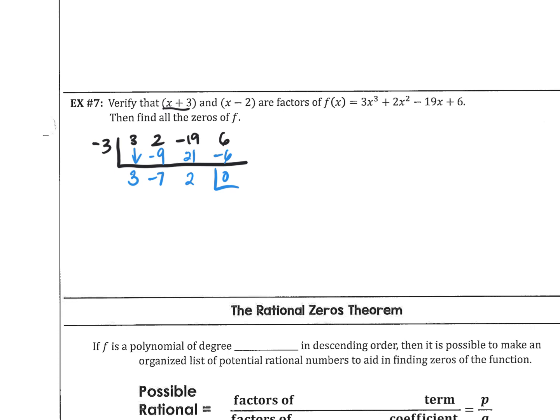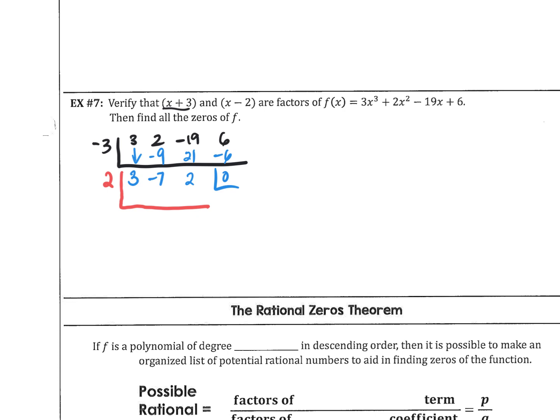I now need to check x minus 2, but I don't have to rewrite it. I've already factored out x plus 3, so guess what I can do? And this is where it comes in handy. I can now take this guy and put it through what's left. Isn't that nice?